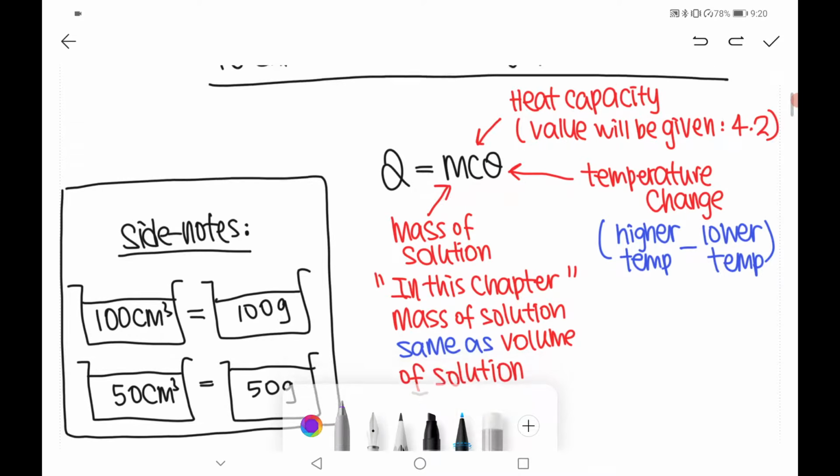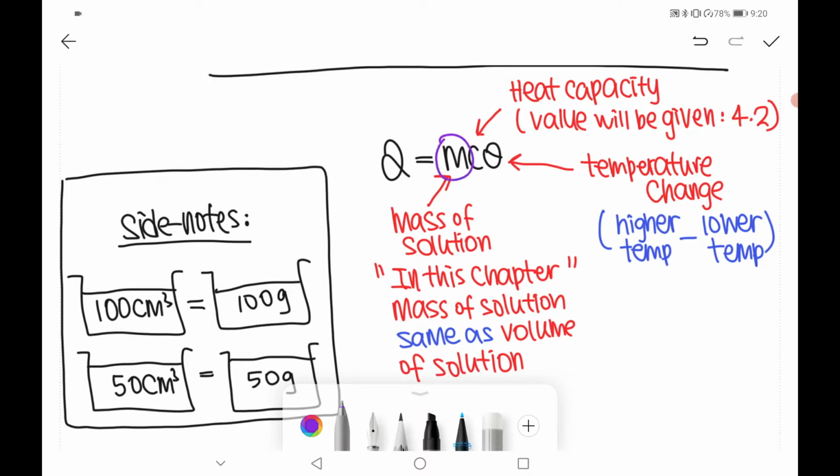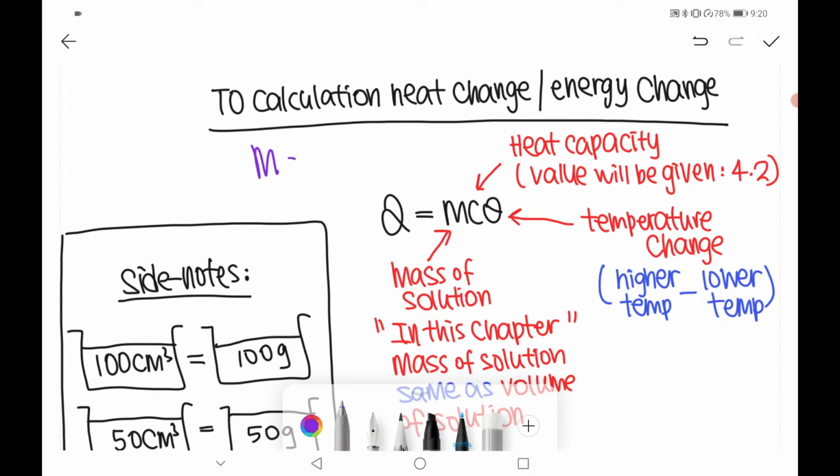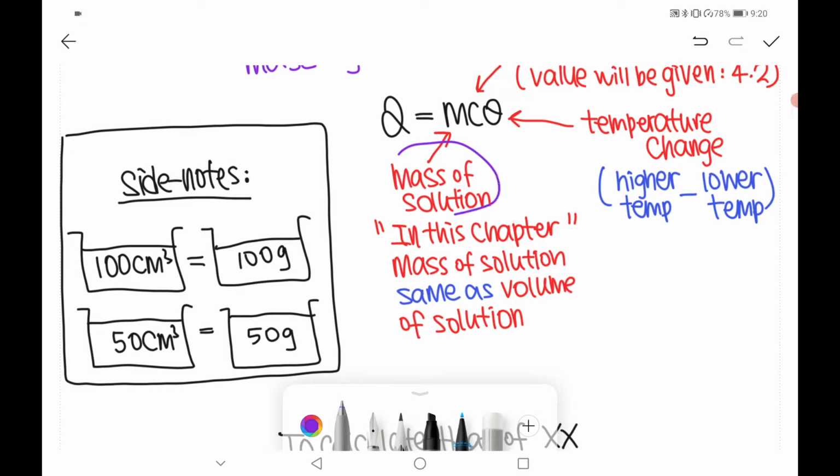First of all, we need to know what we mean by m. The small letter m stands for mass. In chemistry, mass must be in gram, not kilogram. Kilogram is for physics. And how do we find the mass of a solution? Because in this chapter we have a lot of liquids, a lot of solutions.